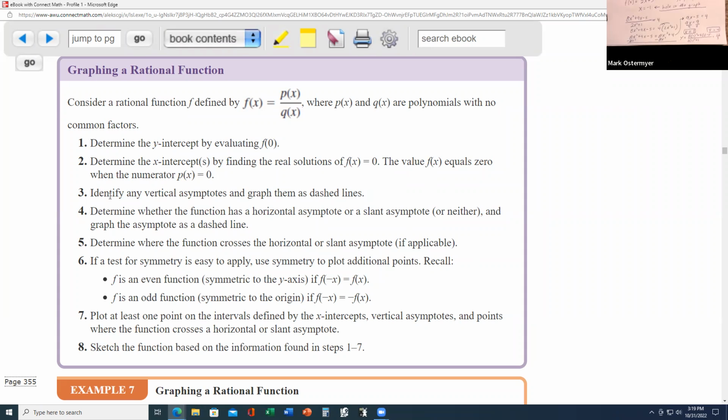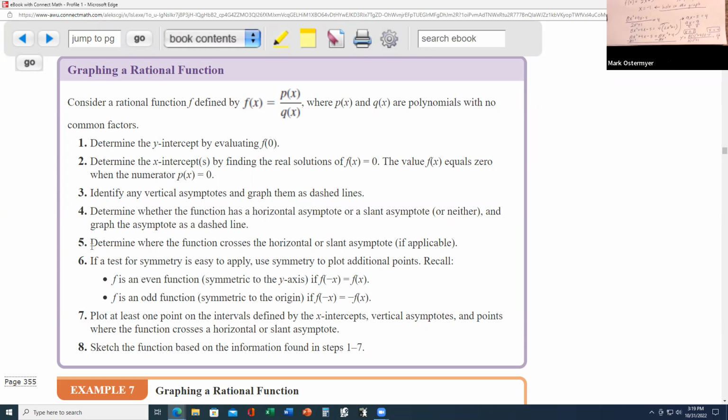Number 3, identify vertical asymptotes. Does your rational function have vertical asymptotes? And locate them on the graph as dashed vertical lines. Number 4, does your rational function have any horizontal asymptotes, or maybe a slant asymptote, or neither? If it does have a horizontal or slant asymptote, please represent those as dashed lines.